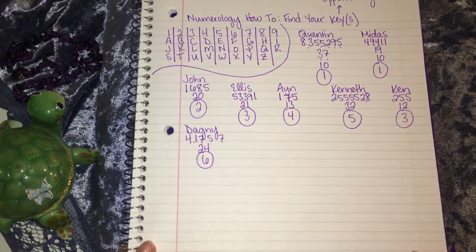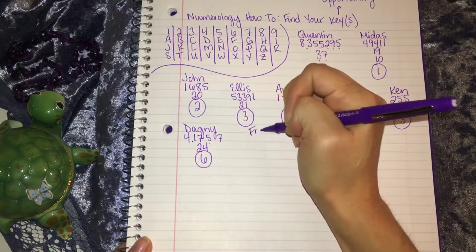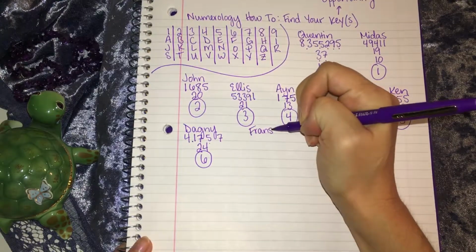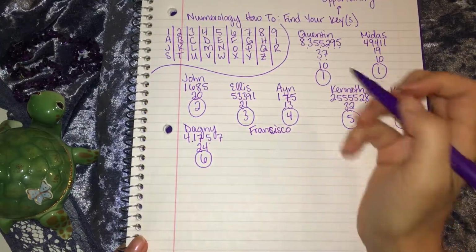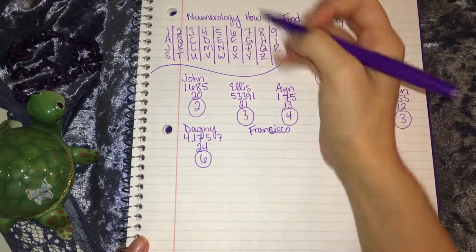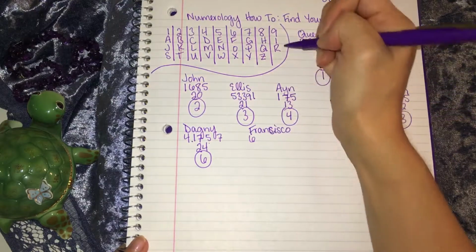All right, let's say your name is Francisco, I can spell, which would be, so that's a longer name. So then you just kind of have more to do.